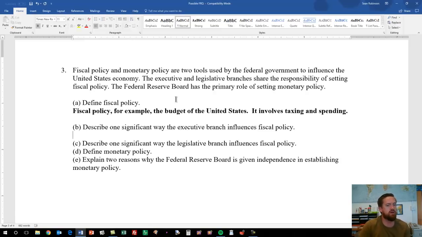Alright, what is one way the president influences fiscal policy? I always feel bad saying he when it says the president. But I don't yet have a reason to change it. Let's go. Let's do this, ladies.